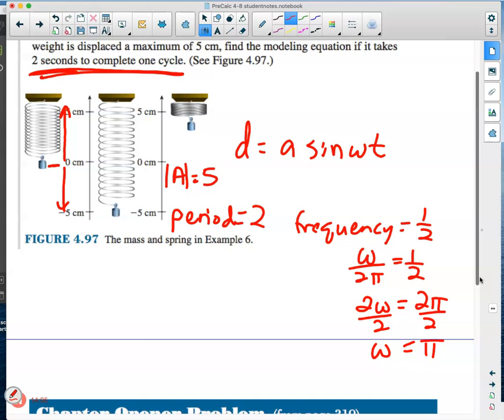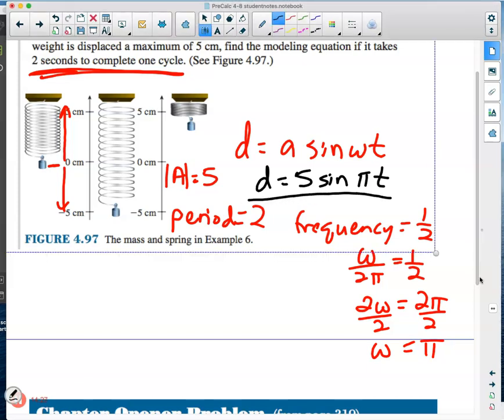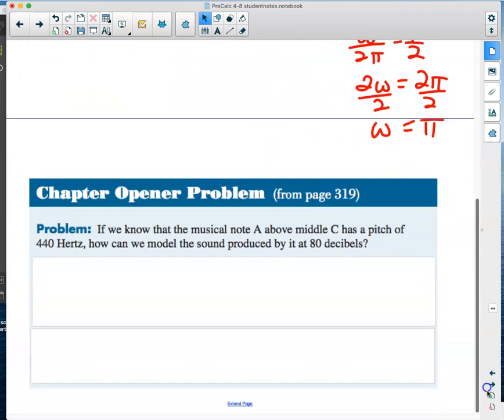Well, all I had to have to write this was a, which is 5, and omega, which is pi. That was all I needed to finish that one, because they just wanted me to find a modeling equation. That's the modeling equation right here in the black: D equals 5 sine pi t. There weren't any follow-up questions. I was ready for follow-up questions, but there weren't any. Just find the model.